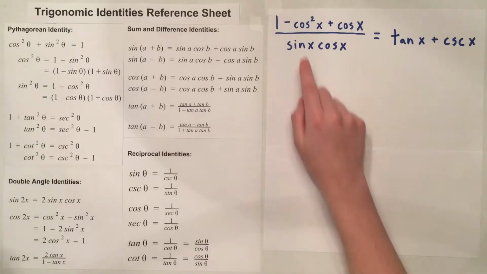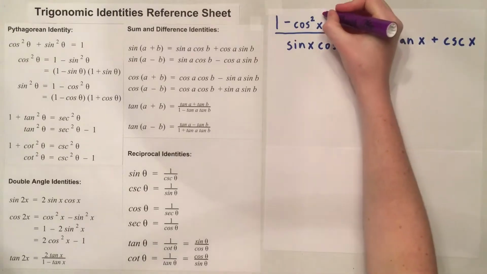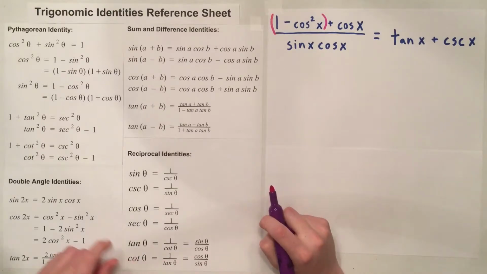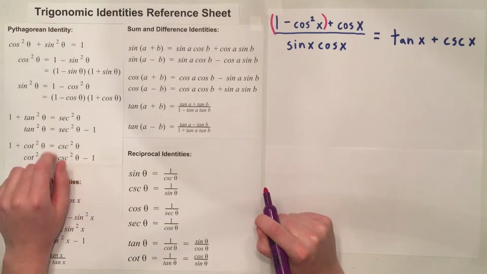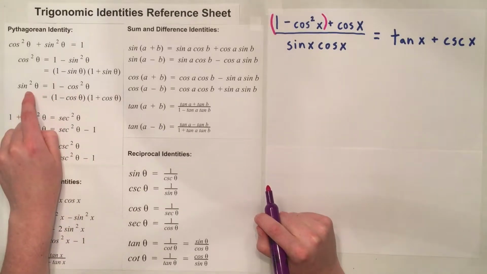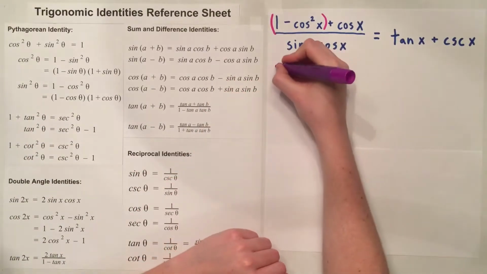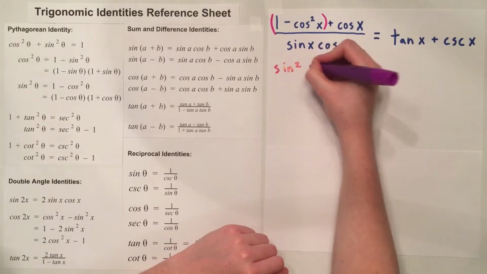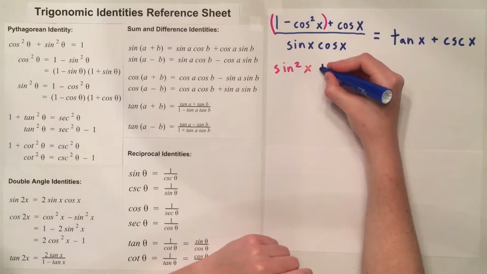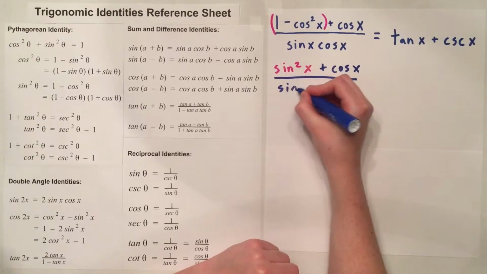When I look at the numerator of this problem, I see that I can turn these two terms right here into just one. If I look over at my trigonometric identities over here, I see that 1 minus cosine squared theta, or x for our purposes, is equal to sine squared theta, or x for our purposes. So, this expression is the same as sine squared x plus cosine x over sine x cosine x.